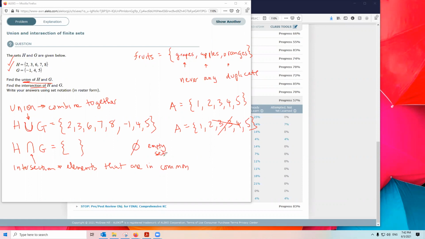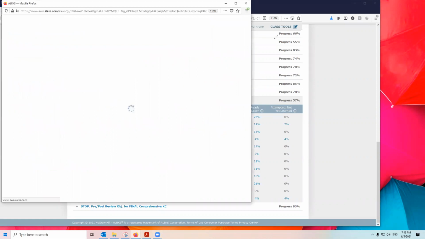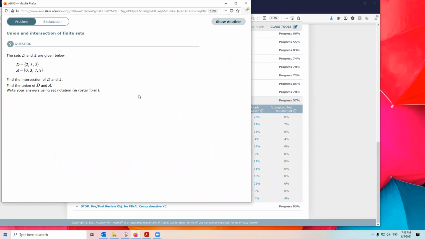All right, let me do another example because I want to give you an example where there is an overlap or there is an intersection. So let's do another example. All right, let's do this example. So let's do the intersection first. They want the intersection of D and A. Remember, intersection, right, is an upside down U like this. Remember, those are the elements that are in common. So I'm going to compare these two sets. Well, the only thing I see in common is this number 3. That's the intersection.